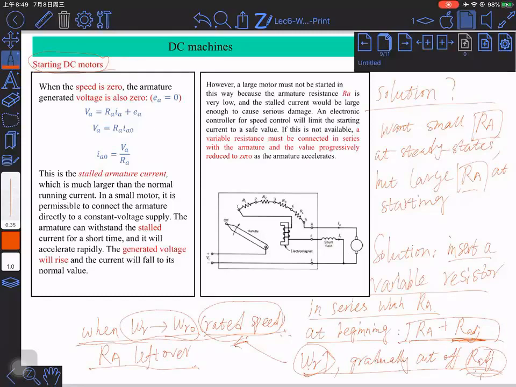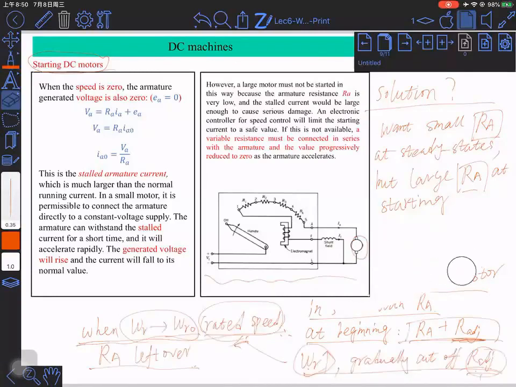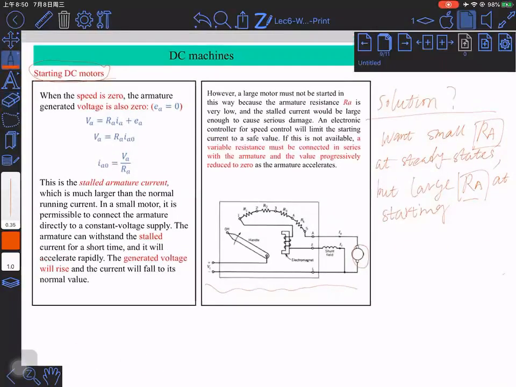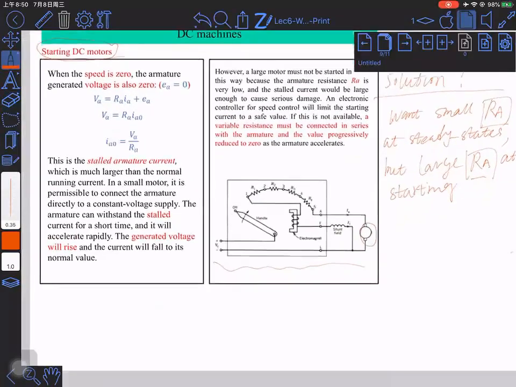So let's use a figure to illustrate this case. That is the right bottom figure here. As you can see, we have the electromotive force here. This is the electromotive force, EA, and let's redraw the figure here. We have the electromotive force induced. That's EA here.